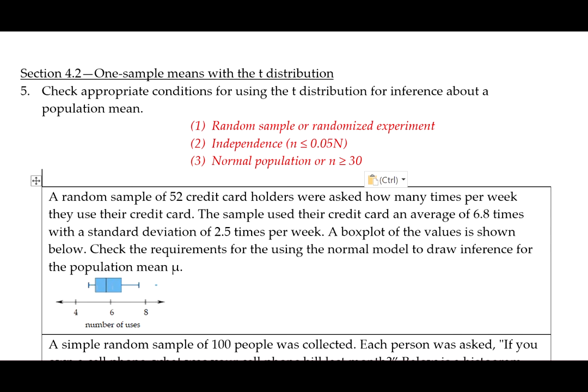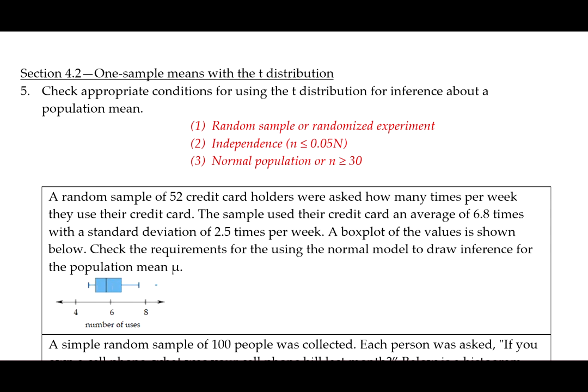This first example says a random sample of 52 credit card holders were asked how many times per week they used their credit card. The sample used their credit card an average of 6.8 times with a standard deviation of 2.5 times per week. A box plot of the values is shown below. Check the requirements for using the normal model to draw inference for the population mean mu.